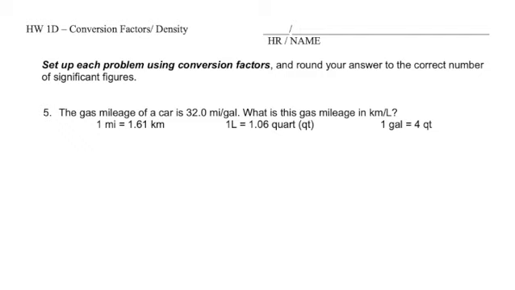In question 5, you're asked to convert the gas mileage from miles per gallon into kilometers per liter. And 3 conversion factors are given. 1 mile is equal to 1.61 kilometers. 1 liter is approximately 1.06 quarts. And 1 gallon is equal to 4 quarts.